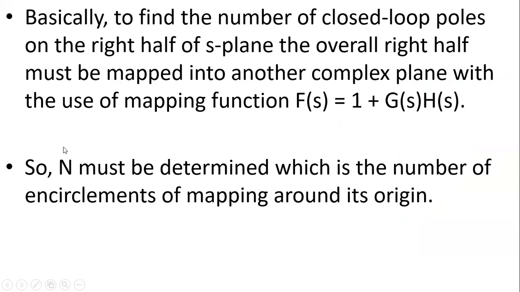So basically, to find the number of closed loop poles on the right half of S-plane, the overall right half must be mapped into another complex plane in which the mapping function f of s is equal to 1 plus g of s into h of s is used. So N must be determined, which is the number of encirclements of the mapping around its region.